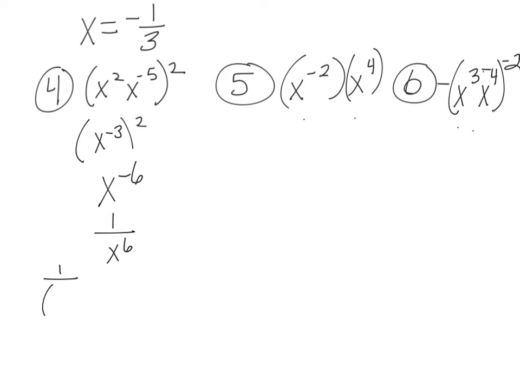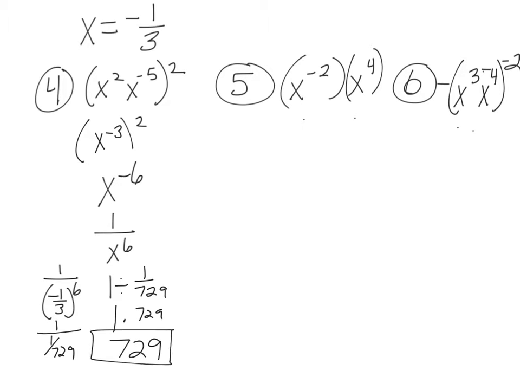So that would give me 1 divided by negative 1/3 to the 6th power. Now we have to take negative 1/3 to the 6th power, and negative 1/3 to the 6th power would be 1 divided by 729. Now, following our rules from elementary school, we would take 1 divided by 1/729. I have to multiply by the reciprocal, so 1 multiplied by 729 would give me an answer of 729.